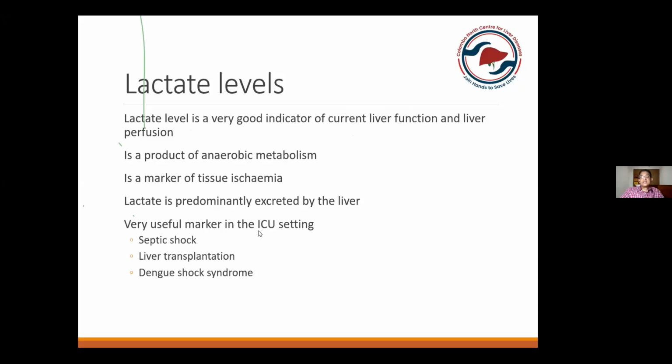So it's a very useful marker in the ICU setting. Probably one of the best markers of acute liver function. It's valuable in septic shock. This is incorporated into various scores to predict survival in septic shock, and it's of absolute value in liver transplantation to check whether the new liver is functioning after transplantation. It gives results within the first 15 to 30 minutes, I think. And also in dengue shock syndrome, if lactate is high, prognosis is poor.